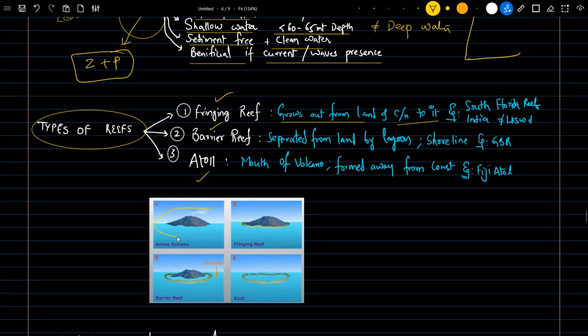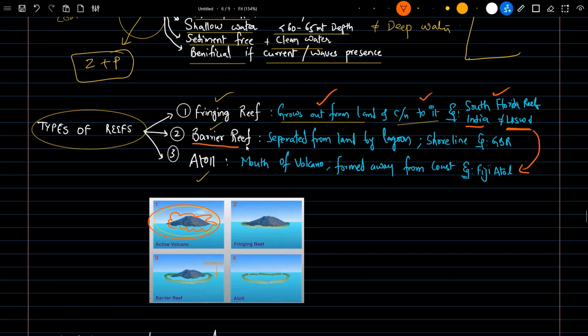So this is the active volcano. Let me change the color. Okay, this is the active volcano, and fringing reef means a reef is formed outside this volcanic activity. So it also says the same thing: grows out from the land and connected to it. The example is the South Florida reef. In India also every reef that is present is a fringing coral reef, except in Lakshadweep. In Lakshadweep it is the atoll that is present.